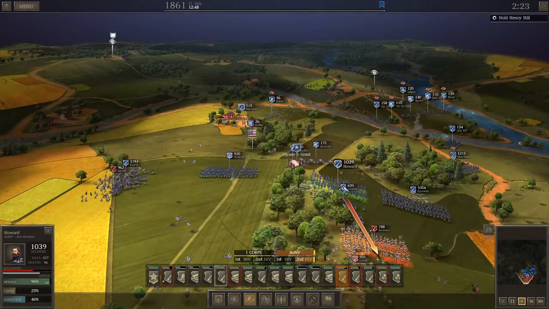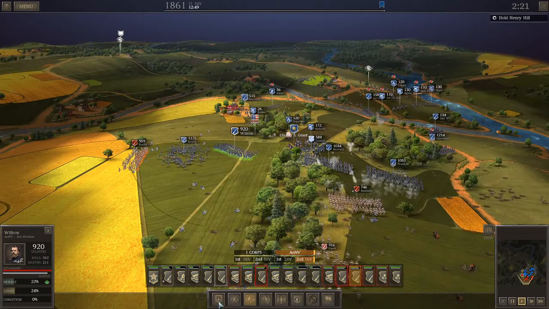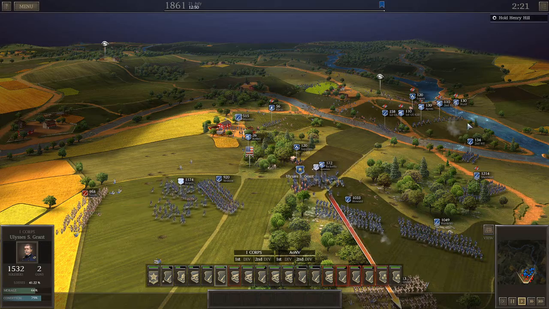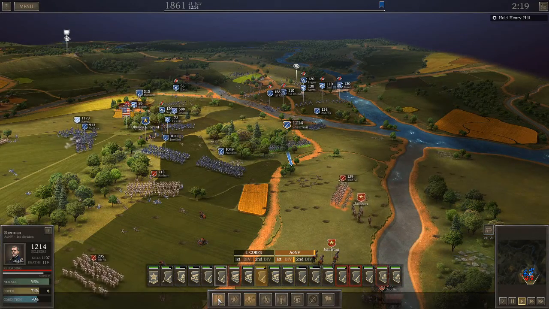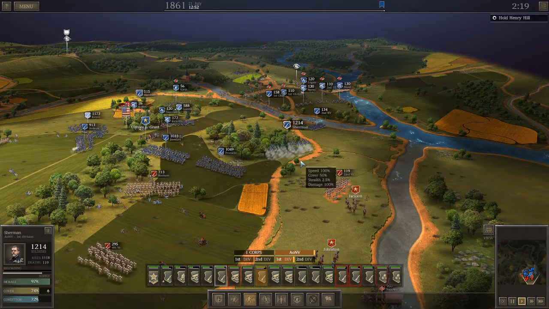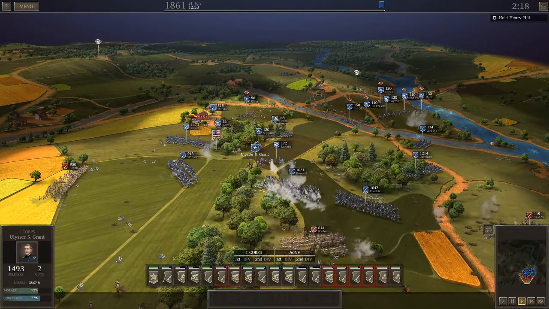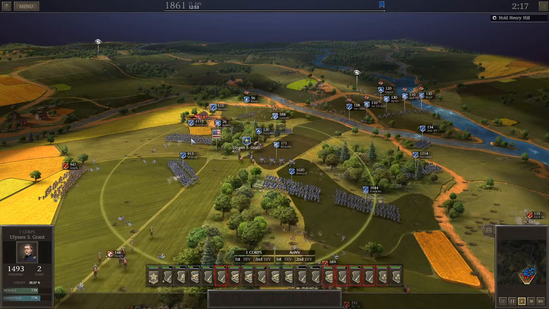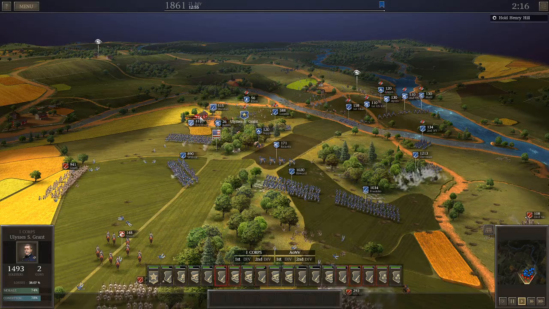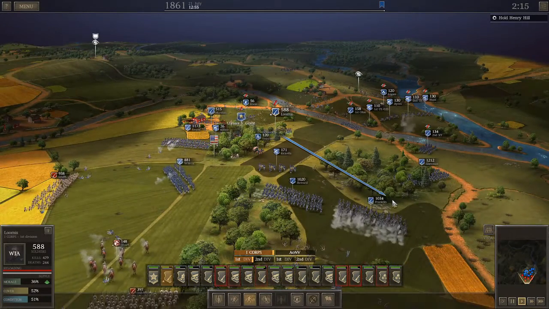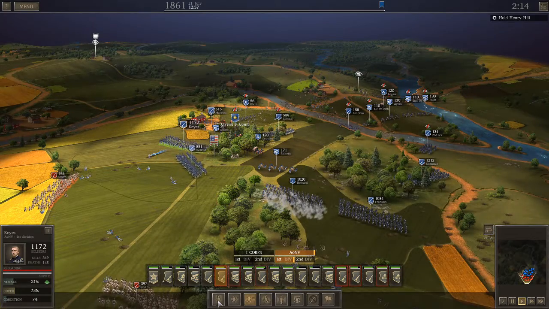Hold the line. Hold the line. Hold the line. I'm going to tell you to hold. The 33rd Virginia is getting torn to shreds. General Keyes, please do re-engage the enemy. General Loomis, hold.